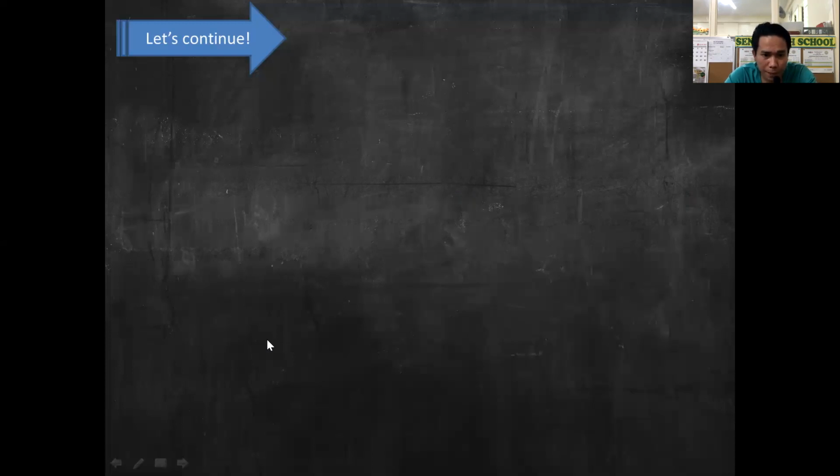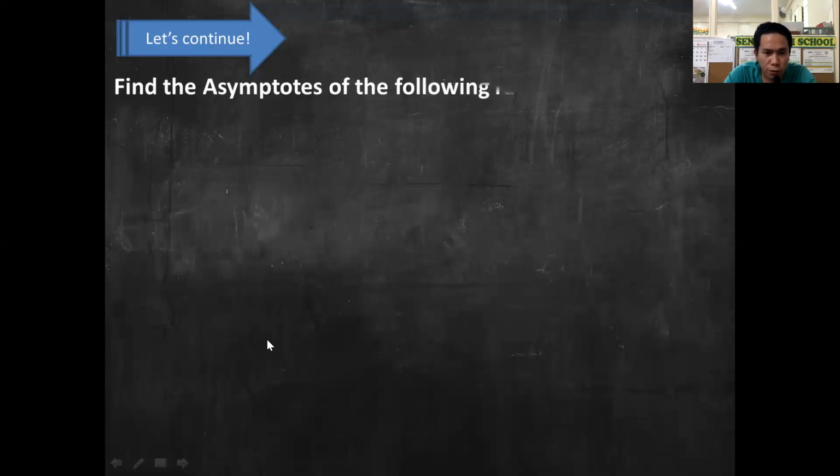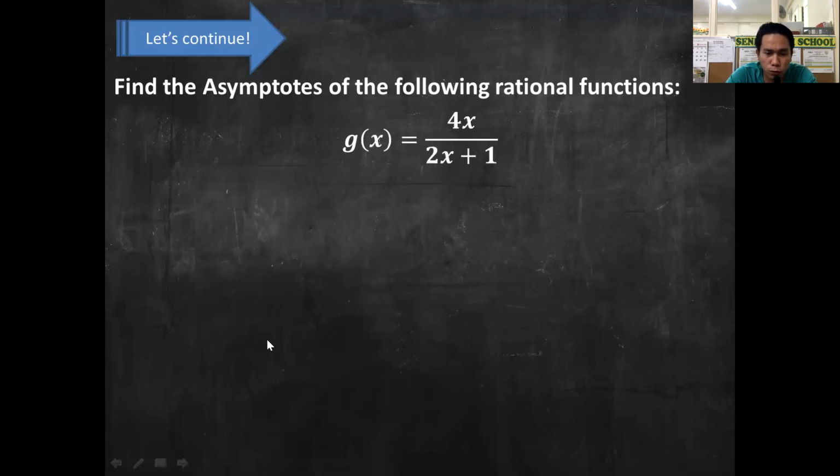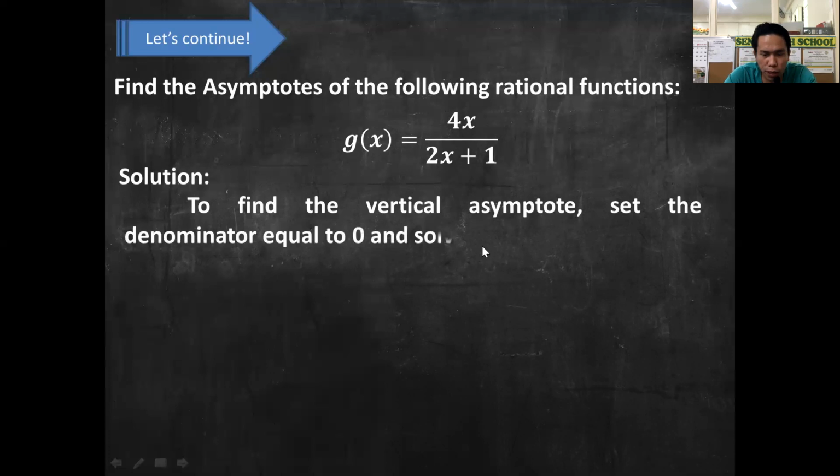Okay? Sige. Next, find the asymptotes of the following rational function. We have g of x is equal to 4x over 2x plus 1. So let's find first the vertical asymptote. To find the vertical asymptote, set the denominator equal to 0 and solve for x. So our denominator is 2x plus 1. Equate natin sa 0, we'll have 2x plus 1 equal to 0.